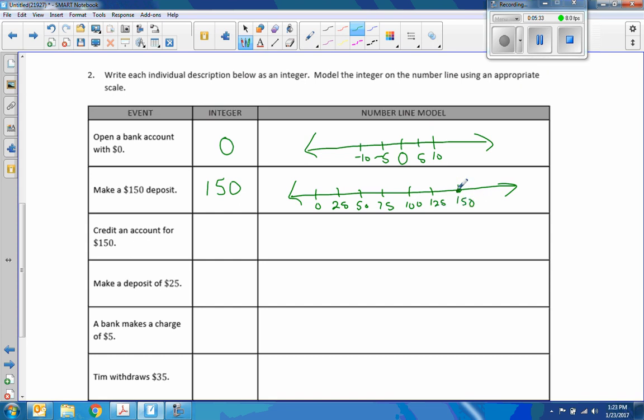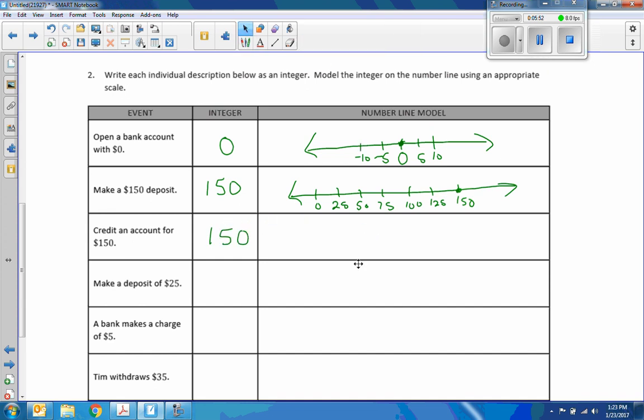And then put a dot here, and I forgot to mark this here, okay? If we're going to model something, we need to plot the point that we're talking about. So in this case, it's 150, and here it was 0. Okay, I credit an account for $150. Crediting an account means to put money in an account, okay?